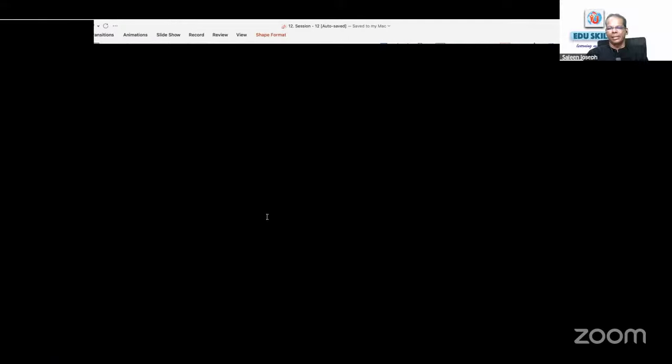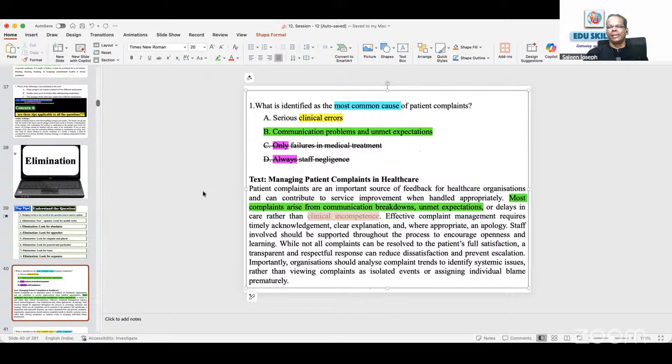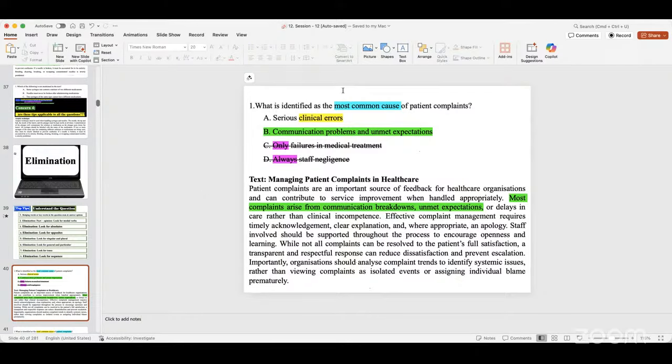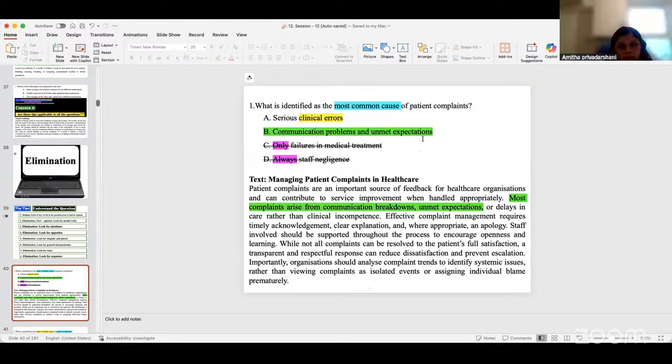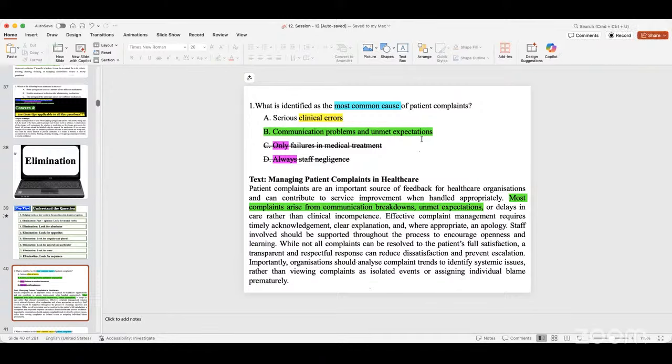Rather than means, what is the meaning now? Which is right? Most complaints, most common cause. "Most complaints arise from" is the synonymous expression of "most common cause." Complaints arise from communication breakdowns and unmet expectations, right? Communication problems and unmet expectations. So do you need to read all these things?